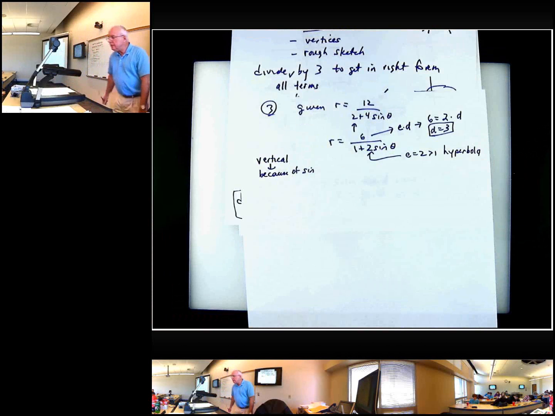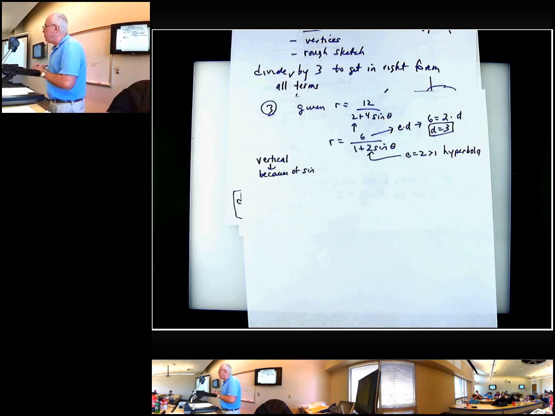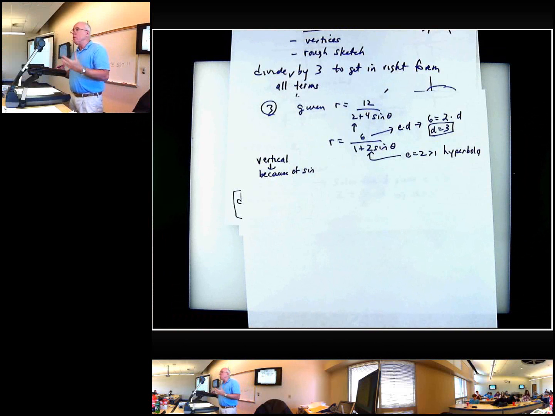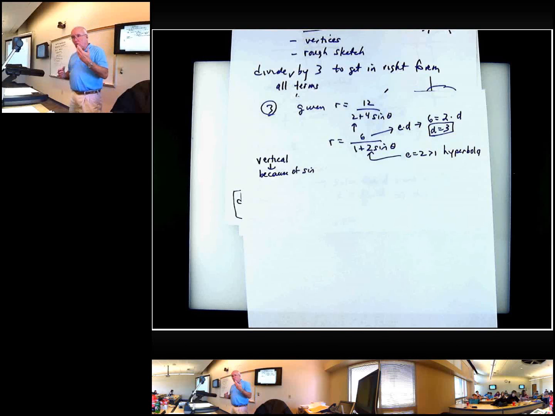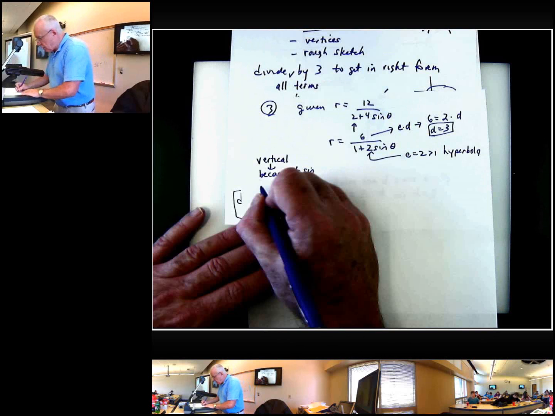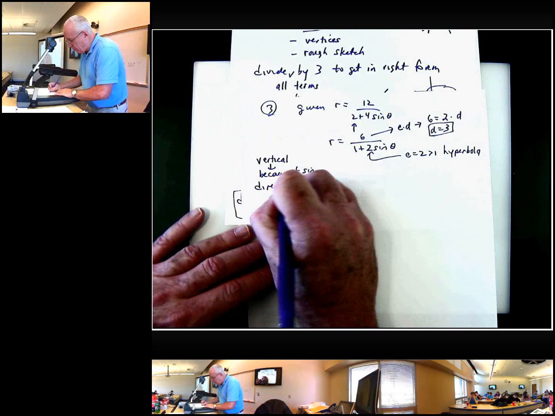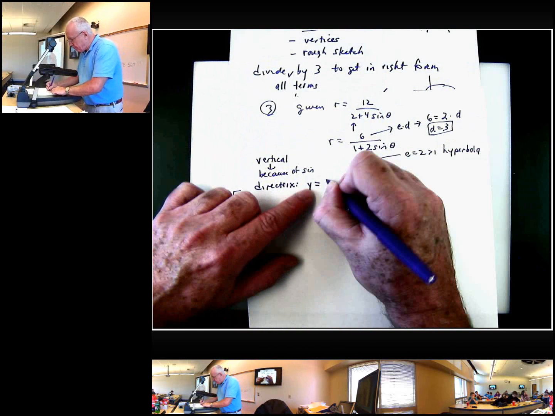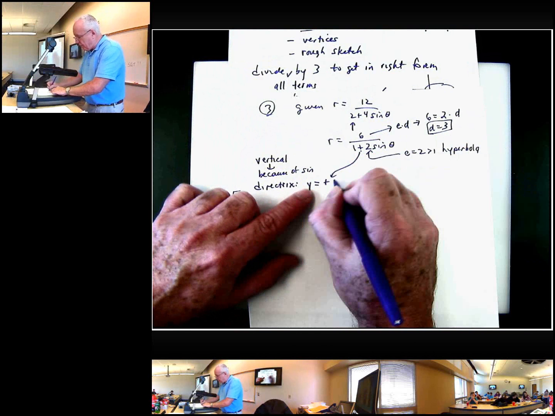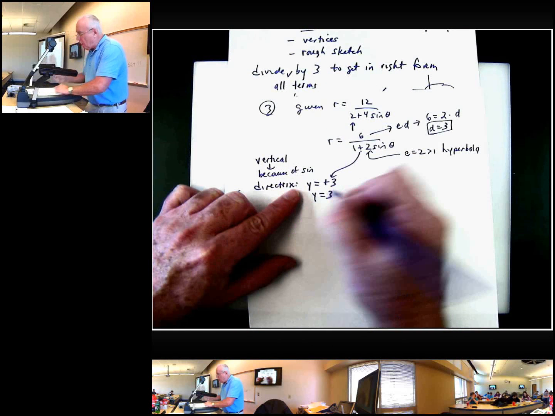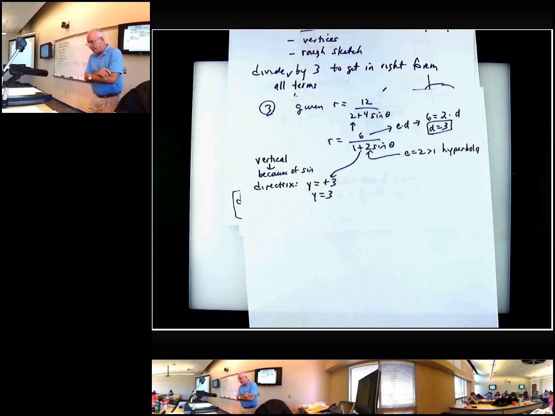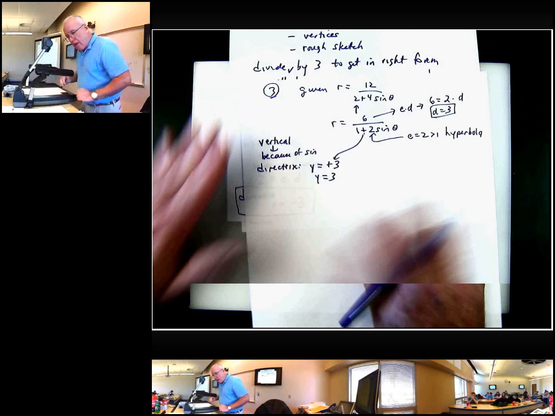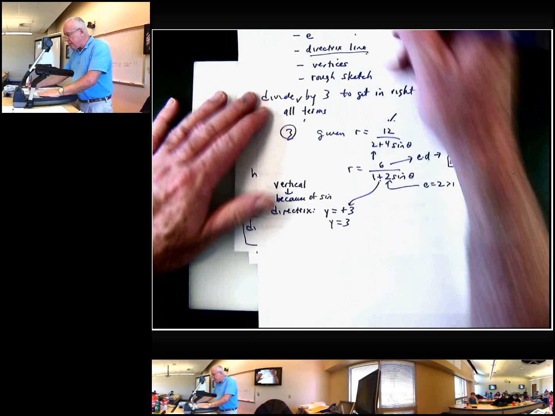Is the directrix going to be x equals something or y equals something, if it's vertical? Y equals something. It's going to have to be a horizontal line because it's a vertical orientation. So the directrix is y equals, and it's going to be a plus sign because of the plus there, and we've already figured out that our d is equal to 3. So y equals 3 is our directrix. So we've already figured out the directrix, e, and the type of conic.